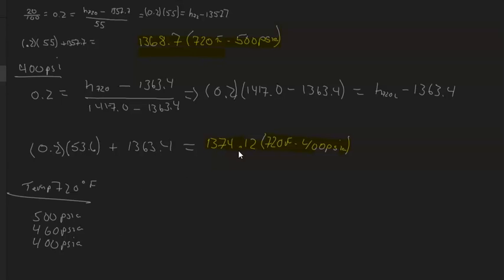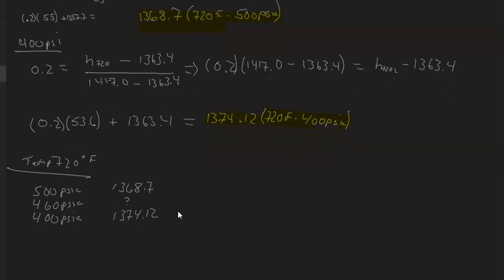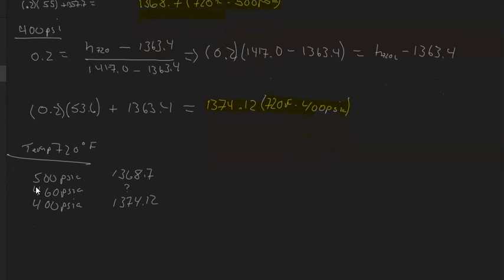That's going to be equal to, we've got this value right here, 1368.7, and we don't know what it is at 460, but we do know at this number at 400, 720 and 400 psi, we've got the 1374.12. And from here, now we can just do our routine that we do. We're going to take our ratio here and our ratio there, and then do the same ratio perspectives over there, just like we've been doing with the interpolation.